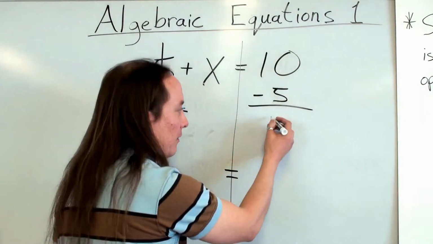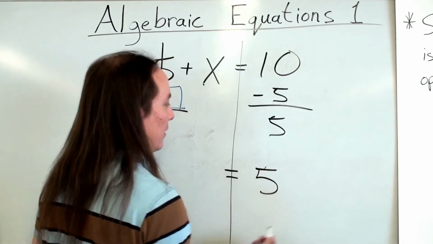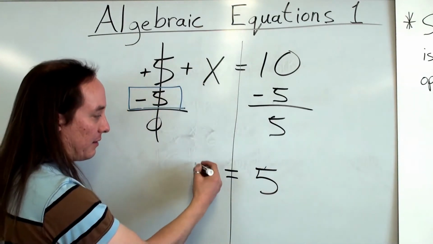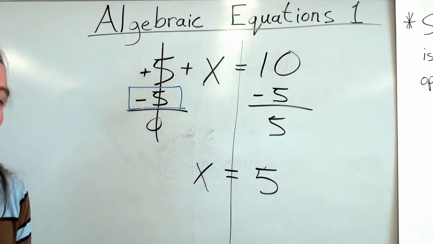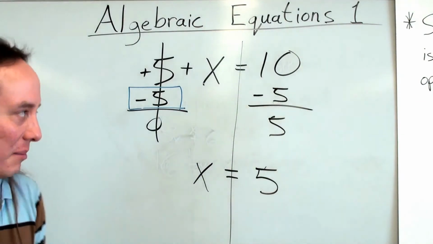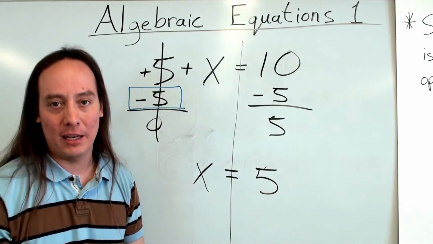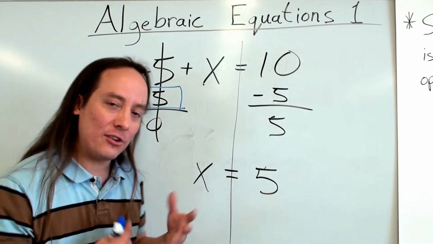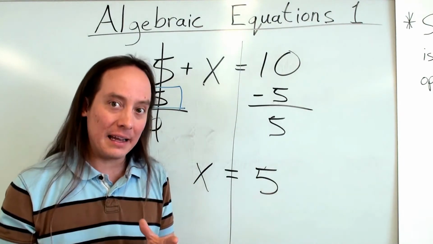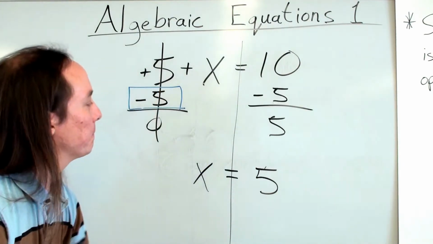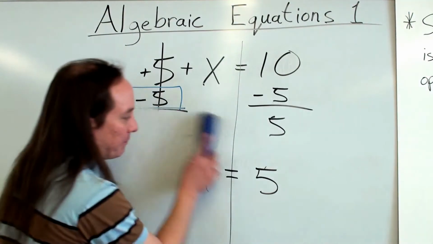10 minus 5 is 5. I'll bring down the 5. And the only thing that's left on this side, the 5's gone, is the x. x is equal to 5. Again, you could see this from the very beginning. 5 plus 5 is 10. So 5 plus something is 10, well, it's got to be 5. But again, I'm not trying to get you to guess the answer just by looking at it. I want you to practice writing things down. All right, let's do a couple more.